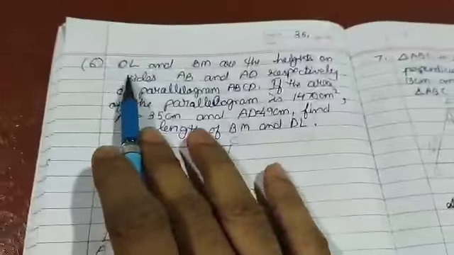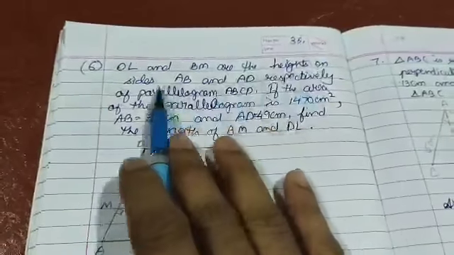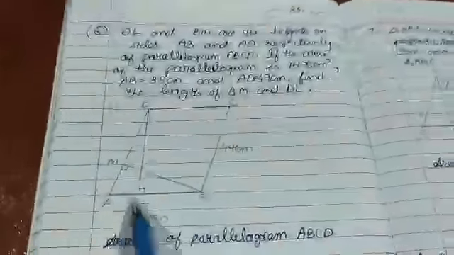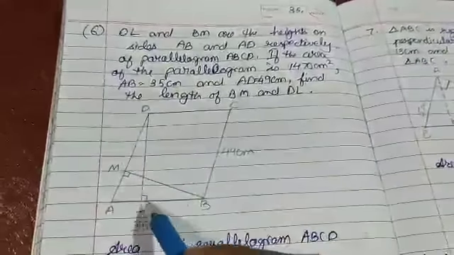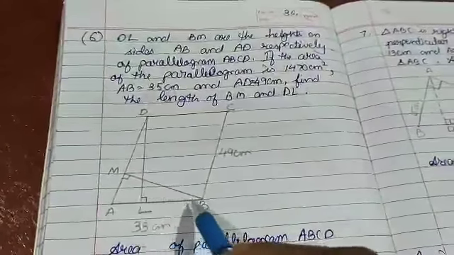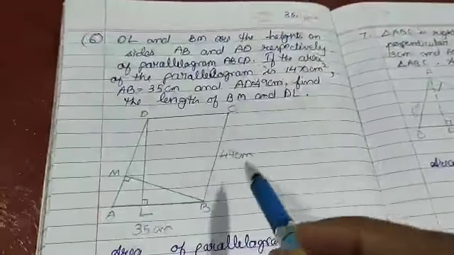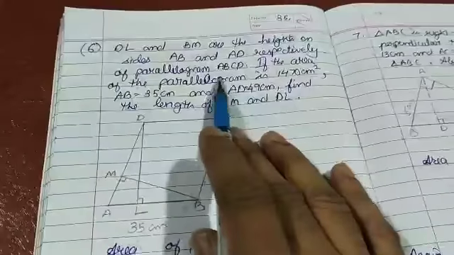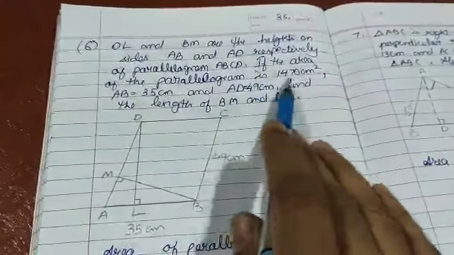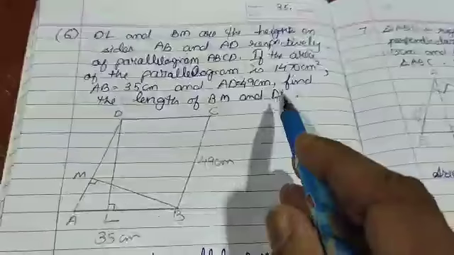Let us see another question. OL and BM are the heights on the sides AB and AD, respectively, of parallelogram ABCD. These are the altitudes. The area of the parallelogram is given. Now dear student, here also the area is given, so there is no need to find the area.